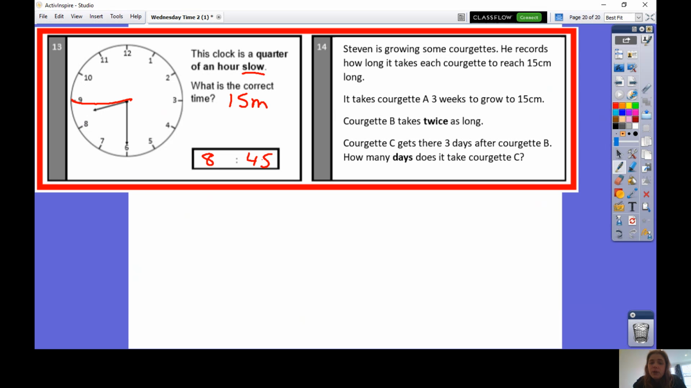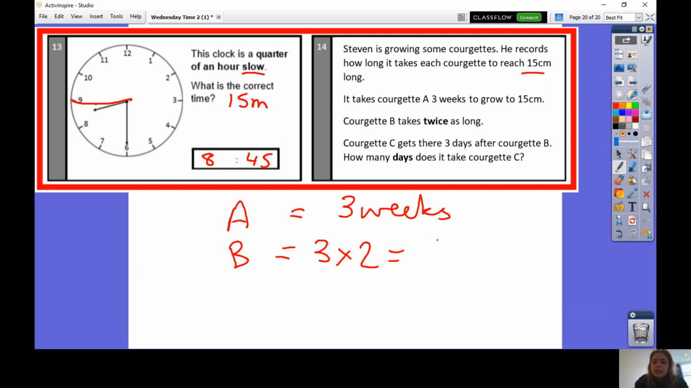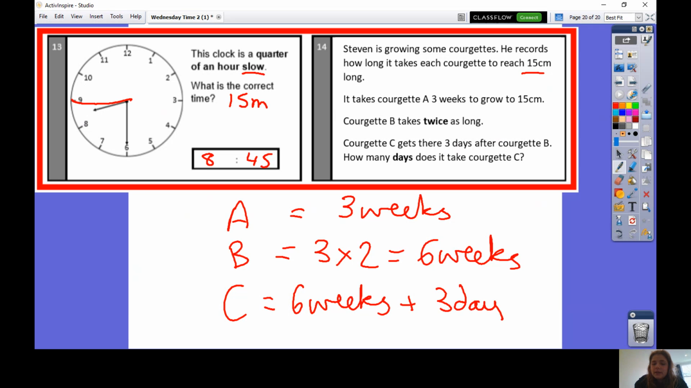Stephen is growing some courgettes. He records how long it takes each courgette to reach 15 centimetres long. Courgette A takes 3 weeks. Courgette B takes twice as long. 3 weeks times 2 is 6 weeks. Courgette C gets there 3 days after courgette B. So that's 6 weeks plus 3 days. How many days does it take courgette C? Now we need to convert. 6 weeks times 7 days is 42 days, plus 3 days is equal to 45 days.